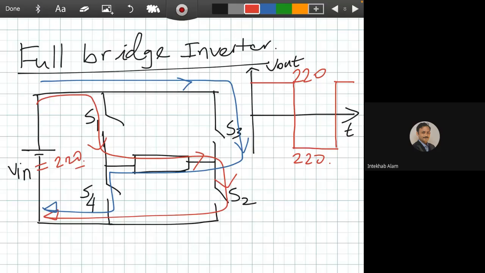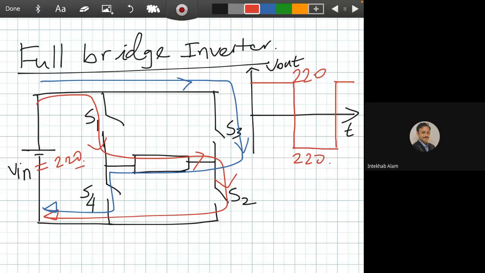Does anyone have any question regarding this point? Do you have any question regarding this point? If you don't have a question, now we can proceed.